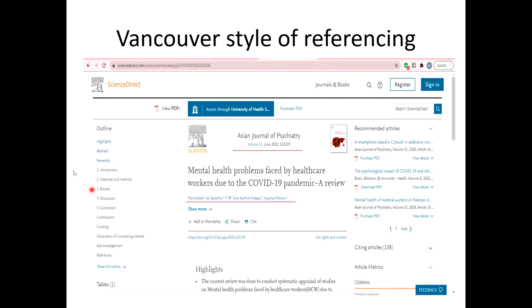So let's suppose that you have taken this article. What information do we need? We need to know who the authors are. We can see that there are three authors who have written this research. Fine. Okay. What is the title? This is the title. Where has it been published? It has been published in the Asian Journal of Psychiatry. When was it published? It was published in 2020. What was the volume? 51. What is the page number? The page number has been written. Okay, fine. So I have got all the information.